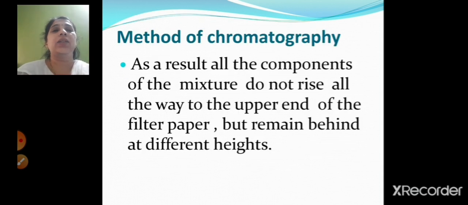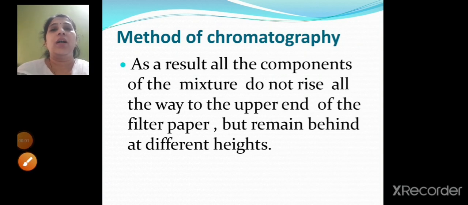As a result, all the components of the mixture do not rise all the way to the upper end of the filter paper, but remain behind at different heights. So whatever components are present in the mixture, it's not necessary that all will rise to the upper end of the filter paper, but they will rise to different heights, right. So by using this chromatography method also, we can separate the mixtures, right.